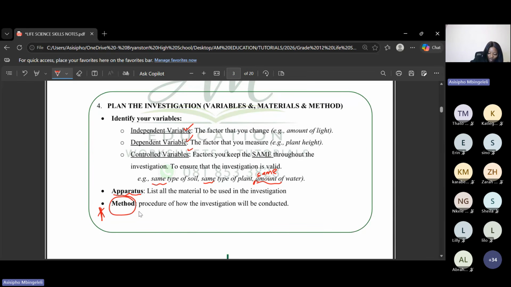There is what we call validity, which I have just mentioned, that validity has to do with factors that are kept the same. You're going to get it there in the method, because they will tell you that all 3 plants were watered at 5 a.m. every day. That is a validity point, because all the 3 plants were watered at the same time, because they said 5 a.m. every day, right? Same time. You're going to get that from the method.